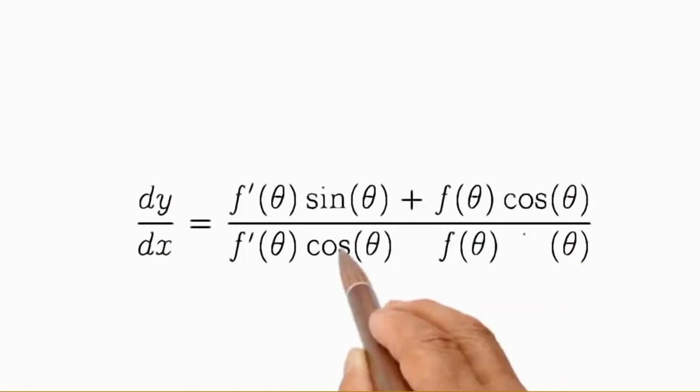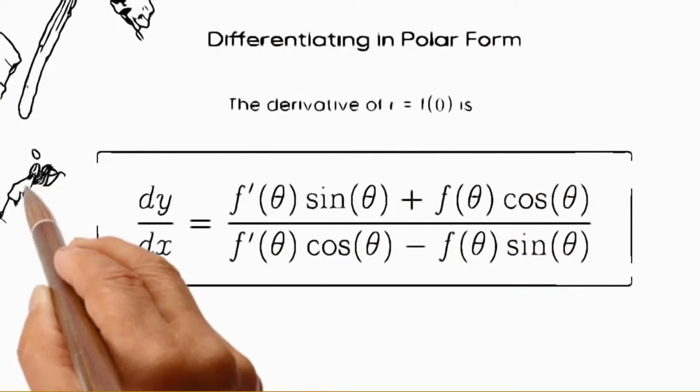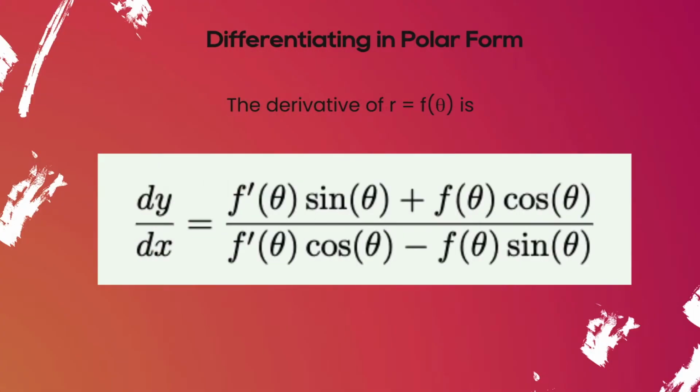Now, let's differentiate polar form. A polar function is given as r equals f of theta. The derivative of a polar function is f prime of theta times sine of theta plus f of theta times cosine theta, divided by f prime of theta times cosine theta minus f of theta times sine of theta. Please memorize this, and if you want to see how this is derived, check it out in my book. I have derived it there for you.